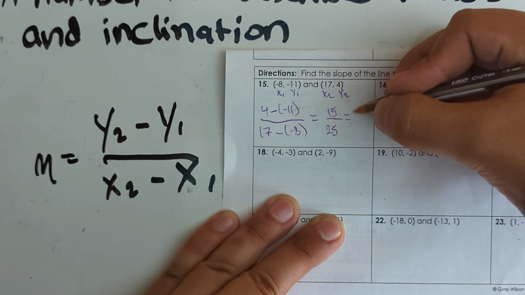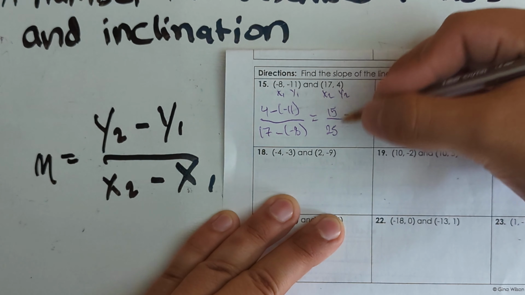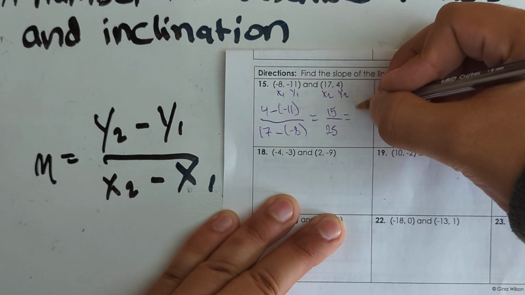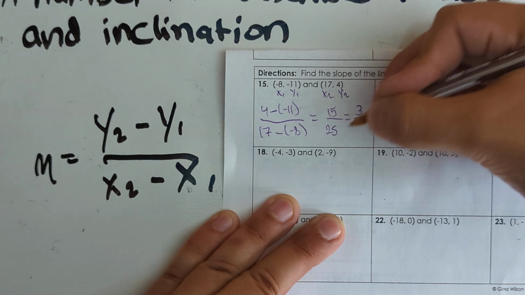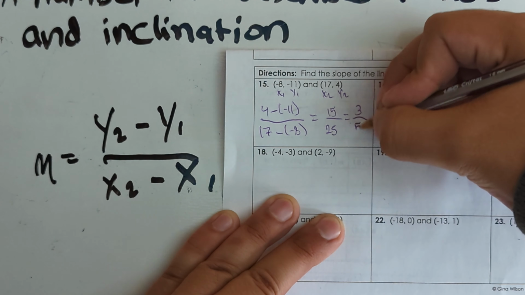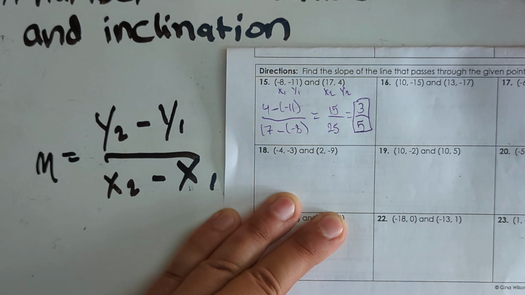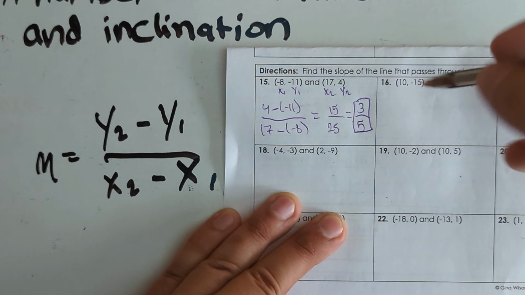This can be reduced by dividing both numbers by 5, because 5 is the greatest common number that they have that won't give you a decimal. 15 divided by 5 is 3. 25 divided by 5 is 5. So our slope is simply every 3 steps, it goes 5 to the right. Every 3, it goes 5 to the right. So our slope is 3 over 5.